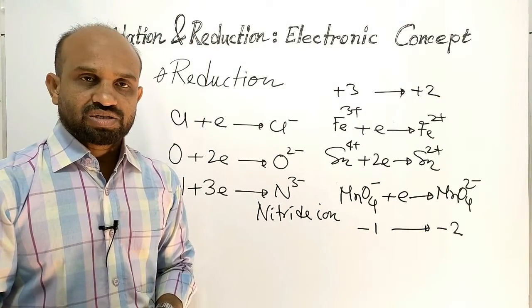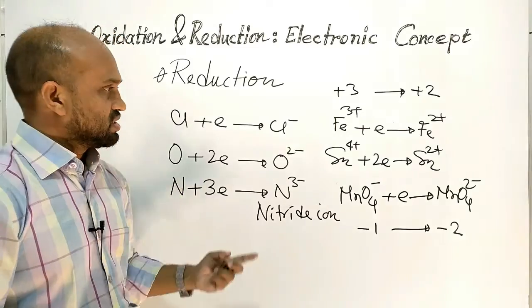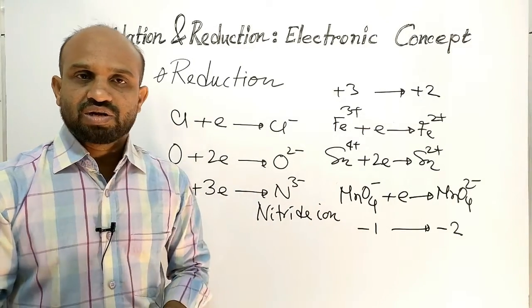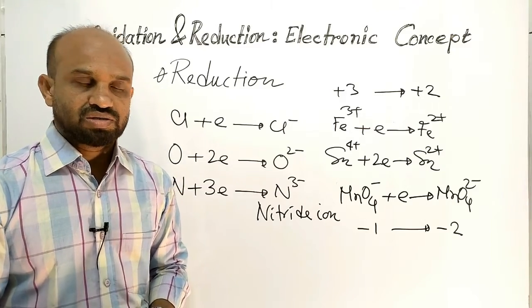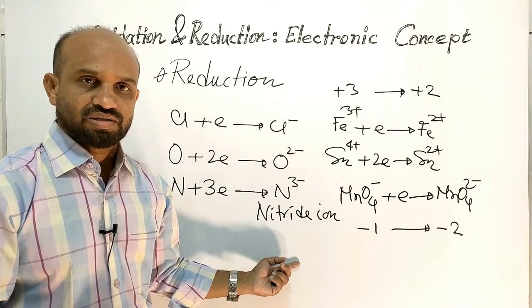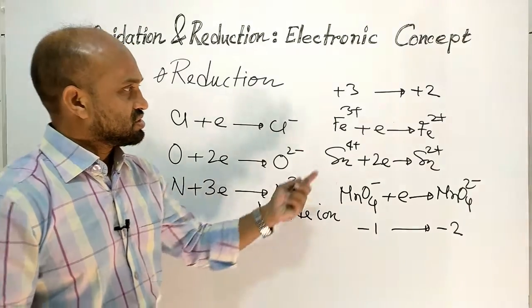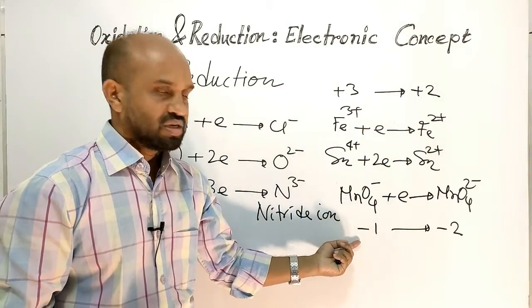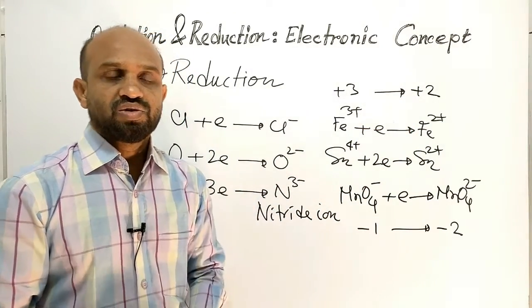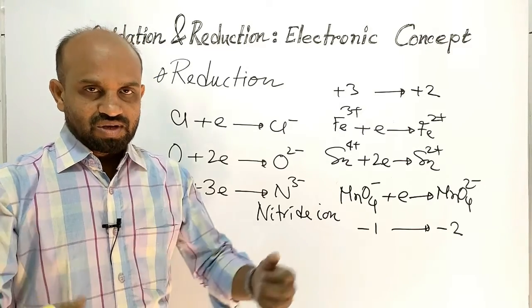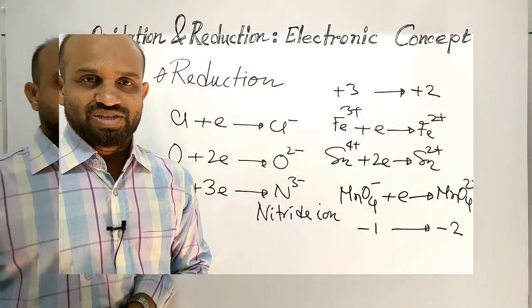Simply, the reduction reactions are the chemical reactions in which addition of electron or electrons occurs. Those reactions are called reduction reactions. In reduction process, positive charge decreases and negative charge increases through addition of electrons. Let's move on to the next point.